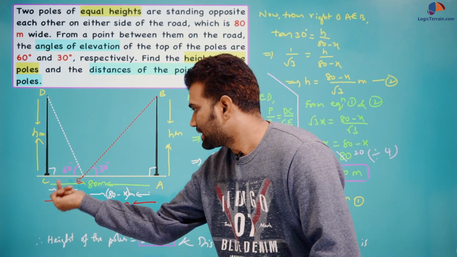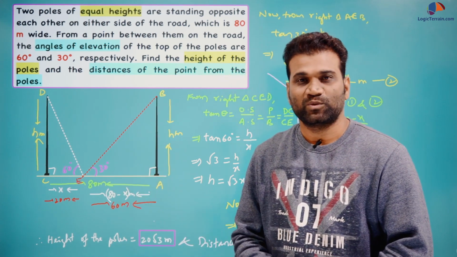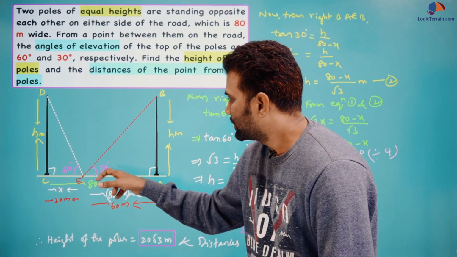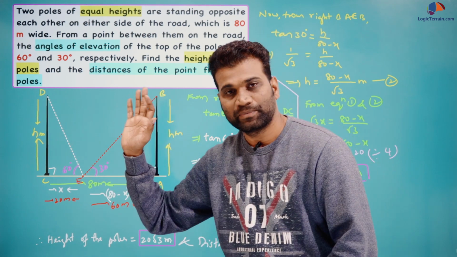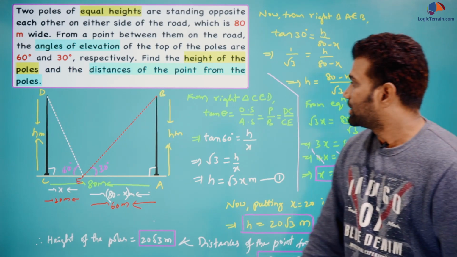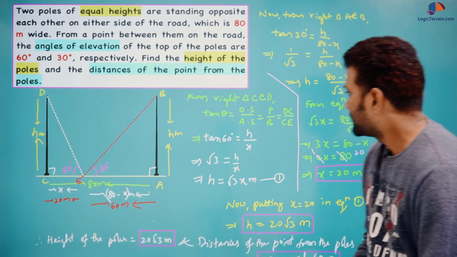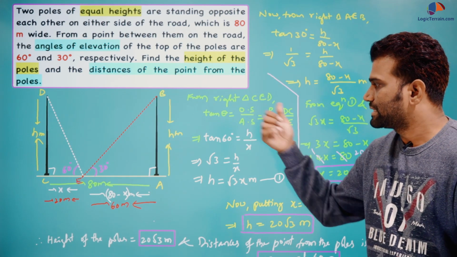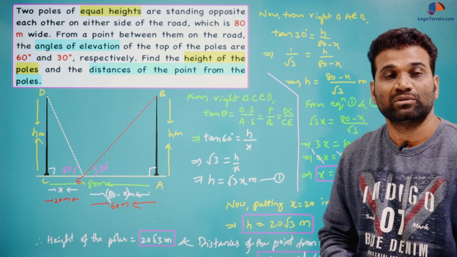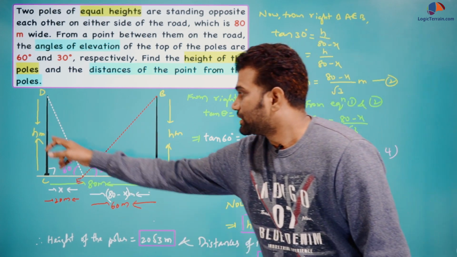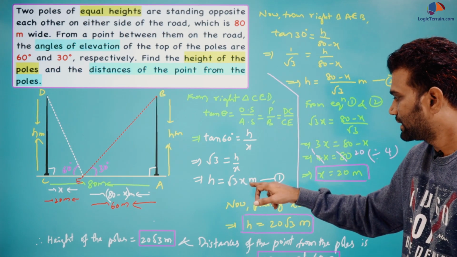So let us assume this length is x, then the remaining length must be 80 minus x, right? And we know angles, so let the height of the pole be h. Now by considering one right angle triangle, that is CED, tan theta equals opposite side upon adjacent side. Here theta is 60 degrees, and tan 60 degrees value is square root 3, opposite side is h and adjacent side is x. So h is equal to square root 3 x meters.